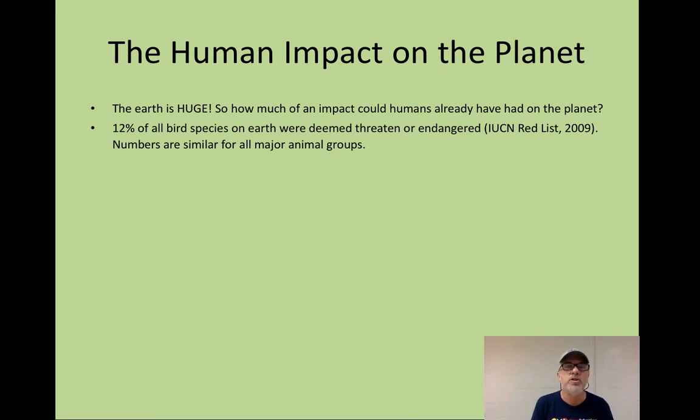12% of all bird species on Earth were deemed threatened or endangered in 2009. 12%, that's 1 in 8. Numbers are similar for all major animal groups, except amphibians, for which they're much worse. I'll bet the number in amphibians is about 30 to 40% endangered, and the rate of extinction is by far the highest of all the 4-legged animal groups.